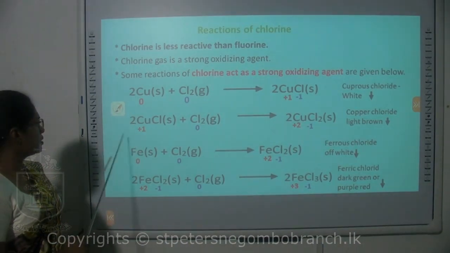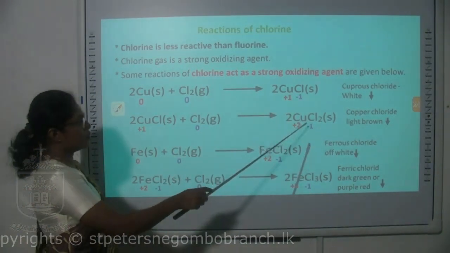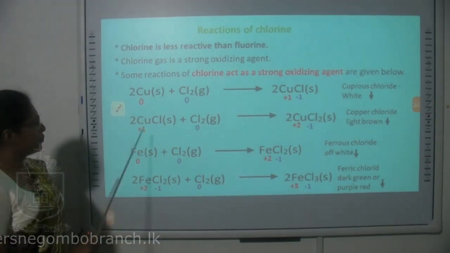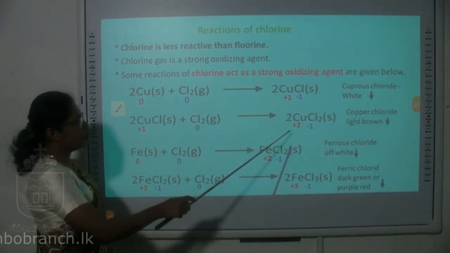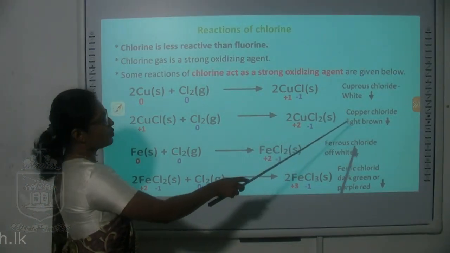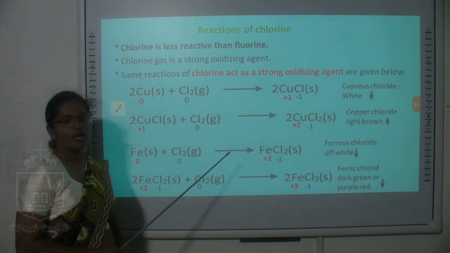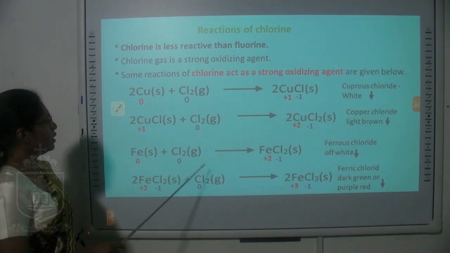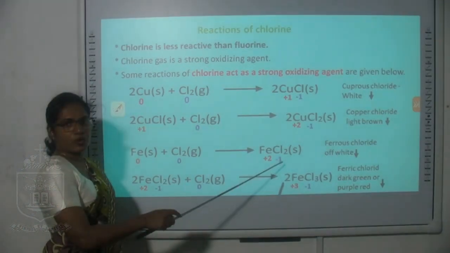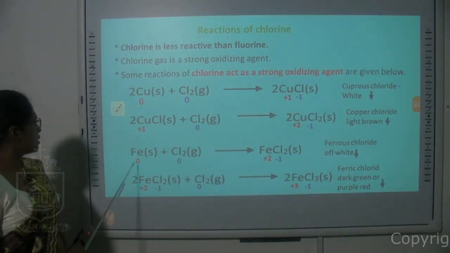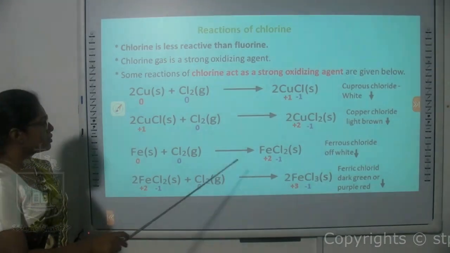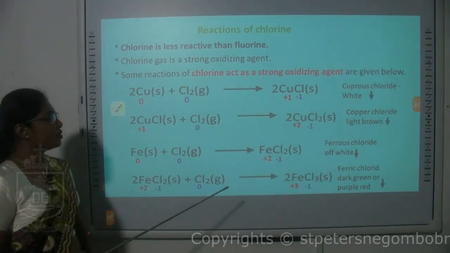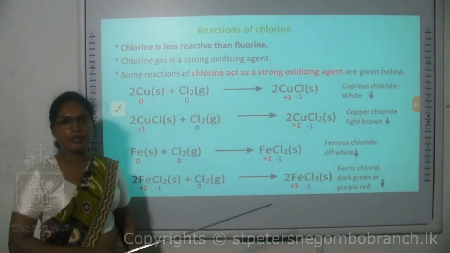And in the second one, chlorine has reduced to -1 and copper has oxidized to +2 and formed the cupric chloride. It is a light brown precipitate. In the third one, chlorine reduced to -1 and here iron has oxidized to +2 and formed the ferrous chloride, that is an off-white precipitate.